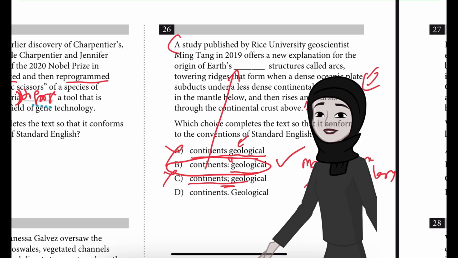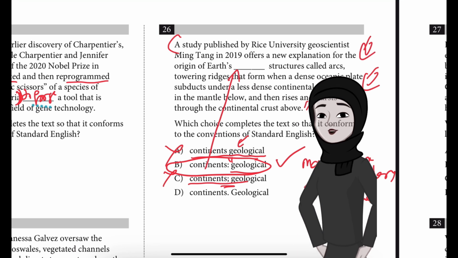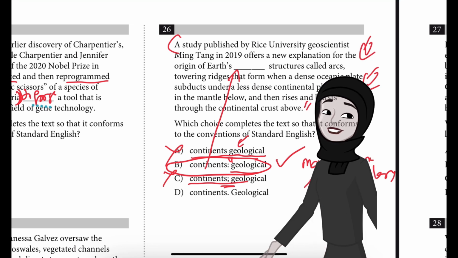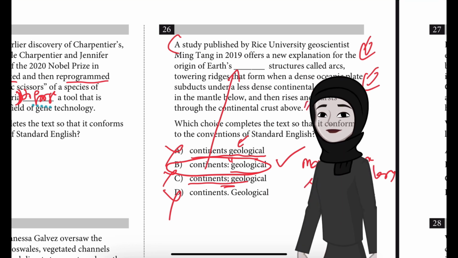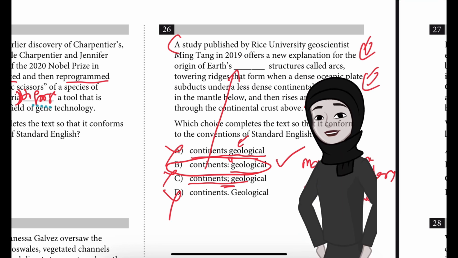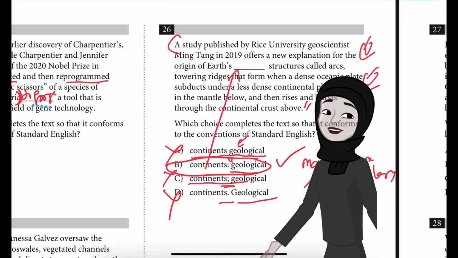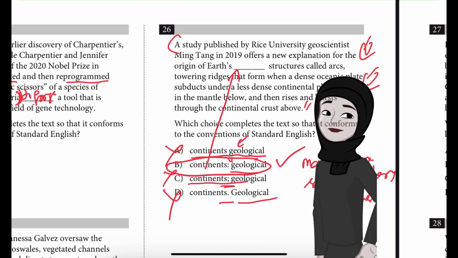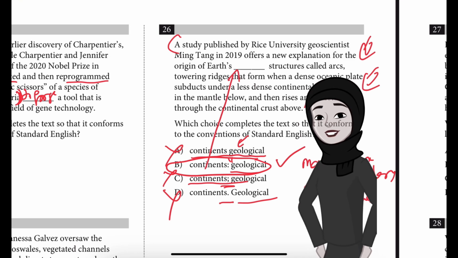So we cannot use a semicolon, we have to use a colon because we are giving an explanation for the origin of the Earth's continents. Okay. Then choice D, it is incorrect because it results in a rhetorically unacceptable sentence fragment beginning with "geological". So they stopped it with a period and then go to "geological", but we are trying to give an explanation for the previous thing, so we have to use a colon, not a period. So I hope that's clear.